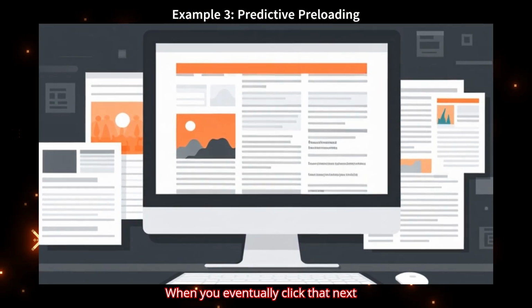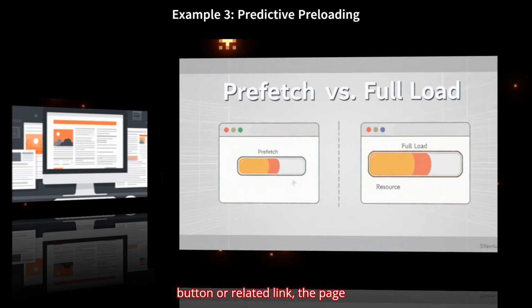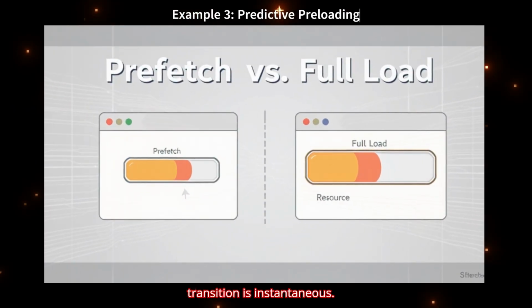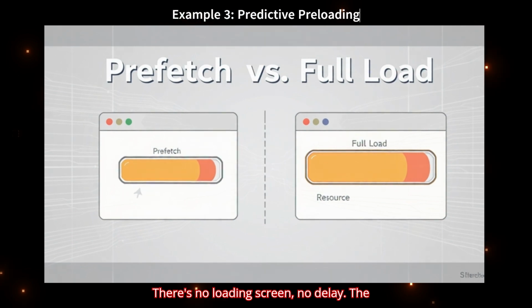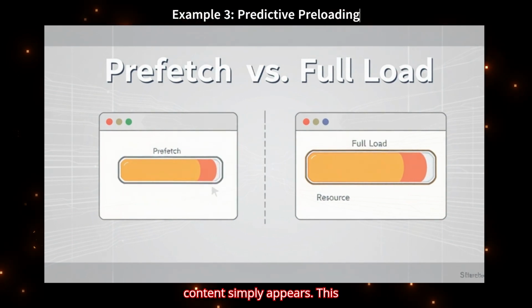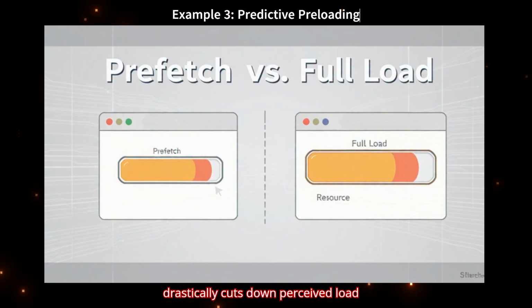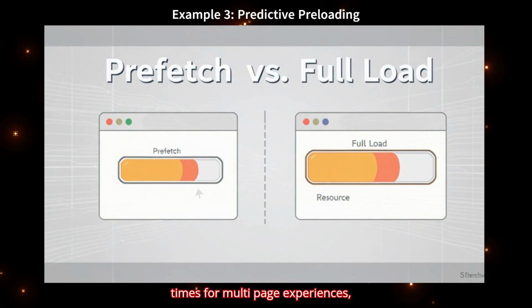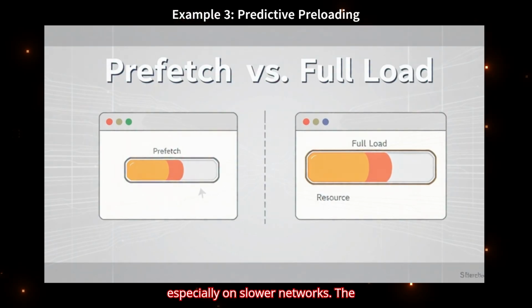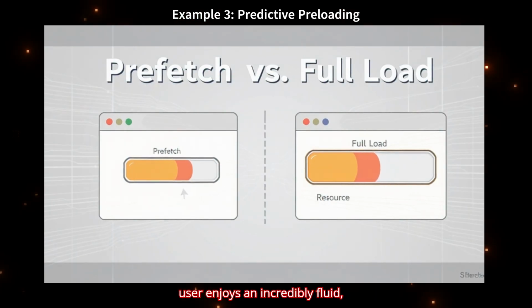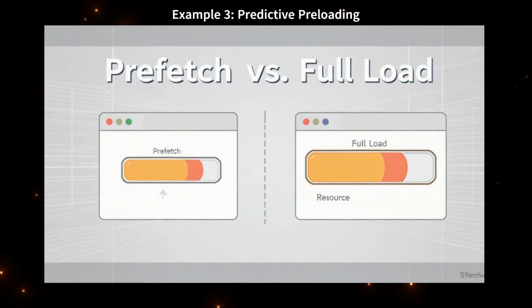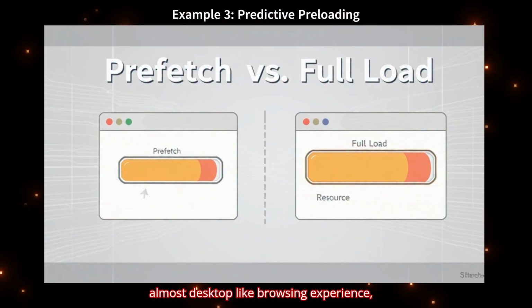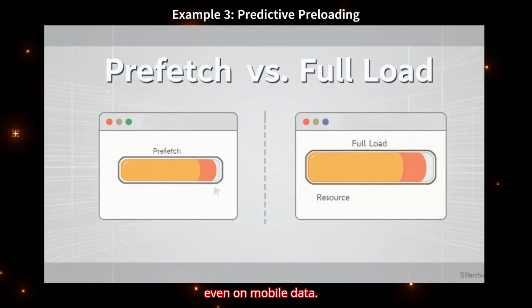When you eventually click that next button, or related link, the page transition is instantaneous. There's no loading screen, no delay. The content simply appears. This drastically cuts down perceived load times for multi-page experiences, especially on slower networks. The user enjoys an incredibly fluid, almost desktop-like browsing experience, even on mobile data.